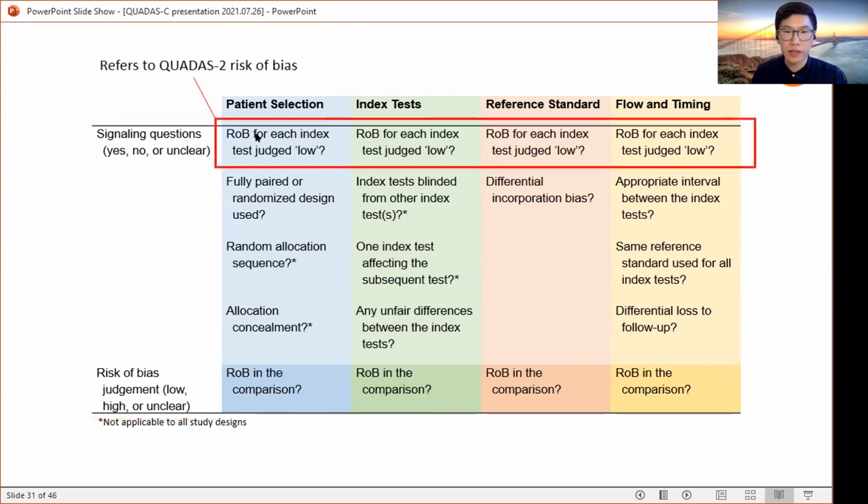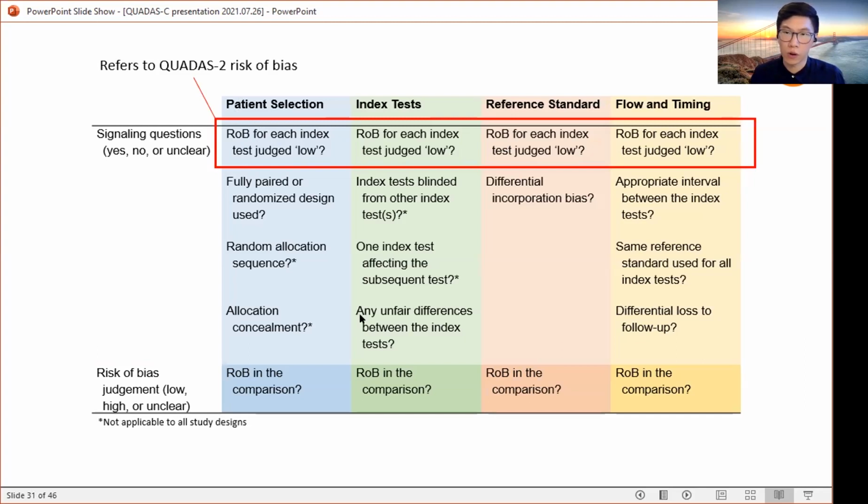Now, you can see that each domain begins with the same question here. Was risk of bias for each index test judged low? That refers back to the risk of bias judgment in QUADAS-2. So this is the question that links QUADAS-2 with QUADAS-C. If the risk of bias was low in QUADAS-2, we answer yes, and that implies low risk of bias.